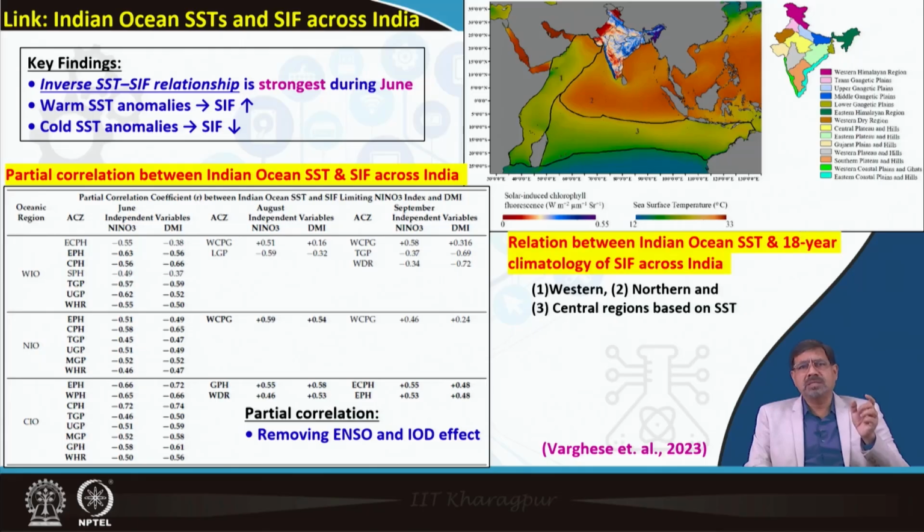Sun induced fluorescence is indicative of the productivity over the land surface. So, on one side we are trying to see the contribution of oceanic phenomena, represented by sea surface temperature, with that of the land productivity represented by the sun induced fluorescence, or SIF. So, on the upper right hand side, we have tried to pick the database in terms of the Indian data.